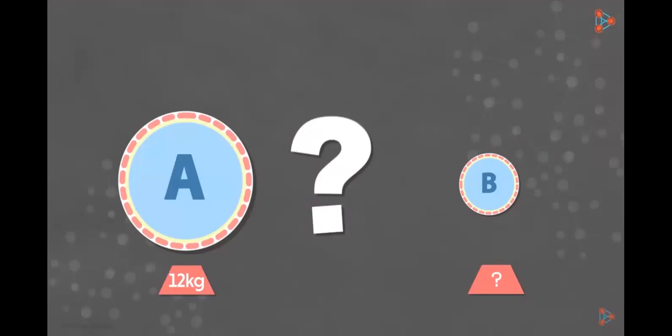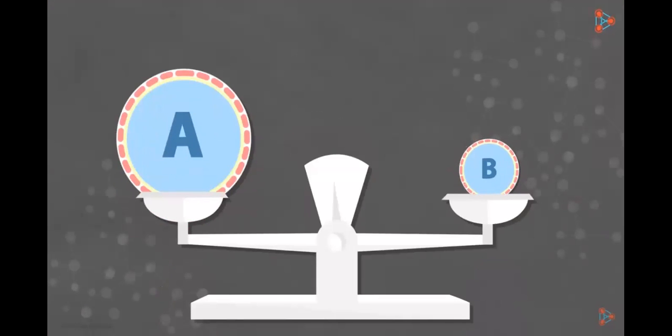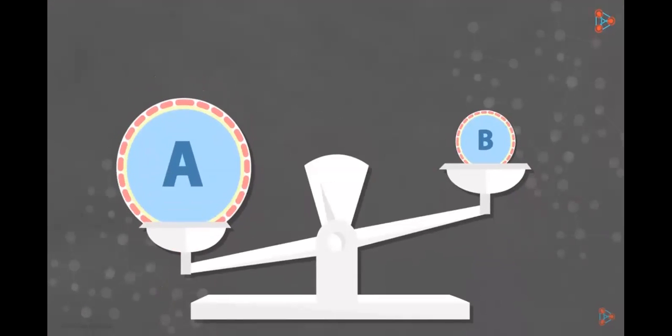Imagine we have two objects A and B. Object A weighs around 12 kilograms, is what we know. But we do not know the weight of object B, and that's what we need to find. How do we find that out? We just have a weighing balance with us. Let's put them on either side of the balance and see what happens. Clearly, object A is heavier.